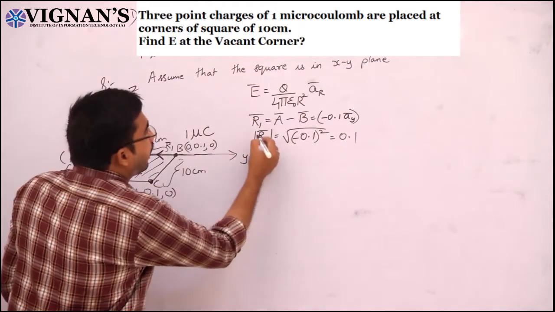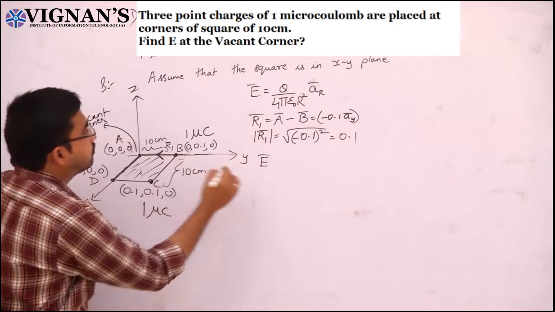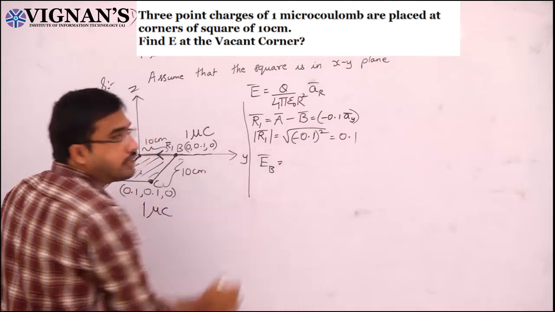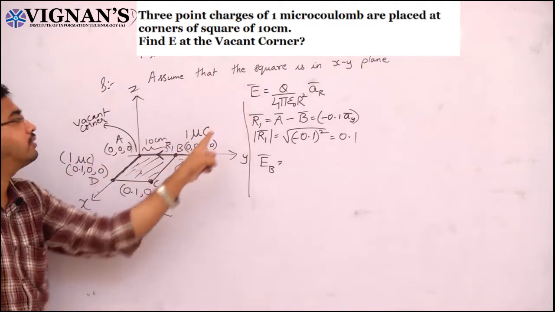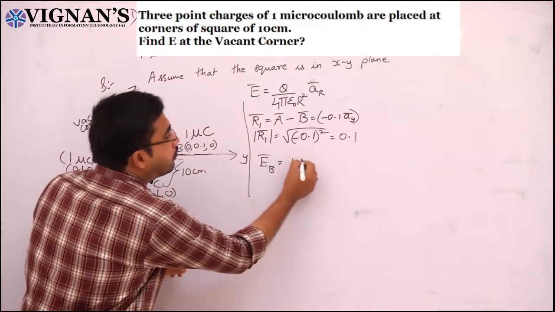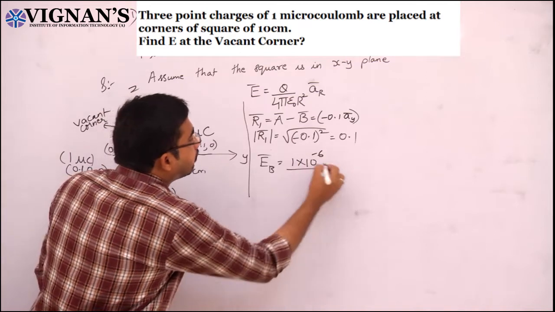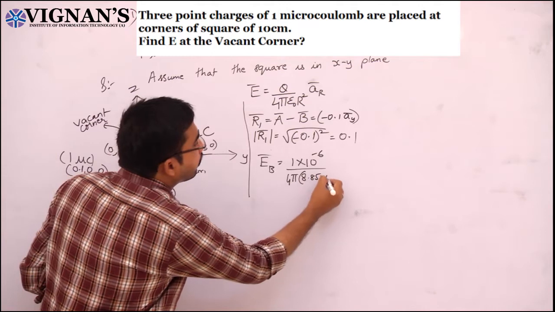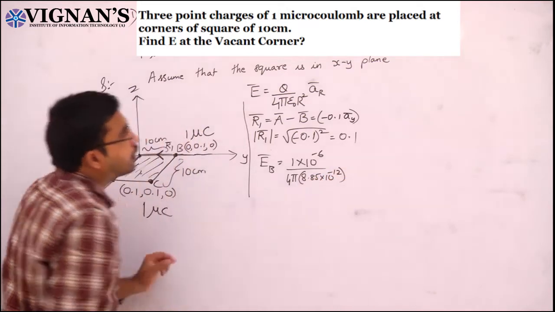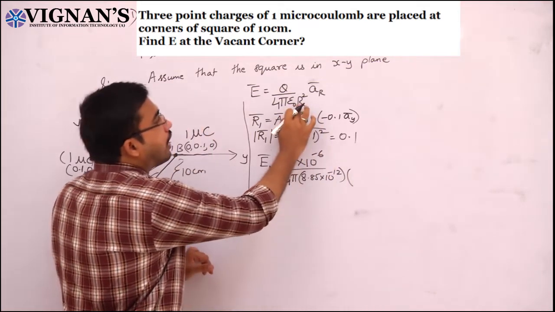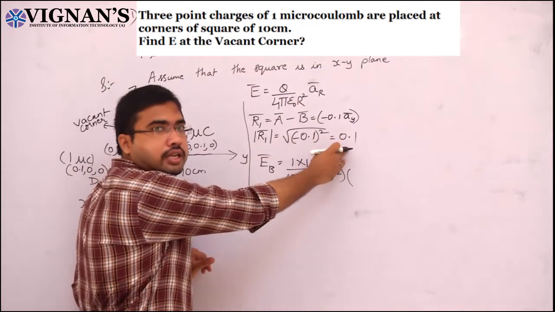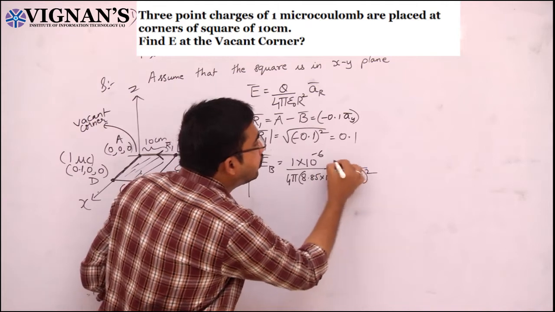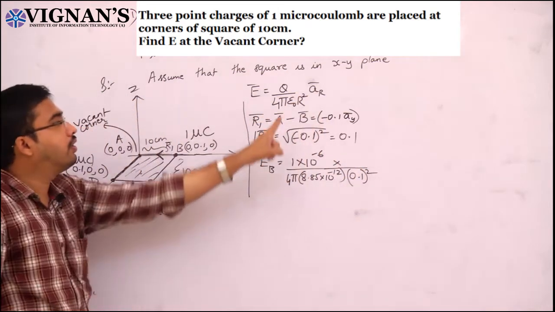Now find the electric field intensity due to B. Electric field intensity due to B is, what is the charge value? Q value is 1 microcoulomb, 1 into 10 power minus 6 by 4 pi epsilon naught, 8.85 into 10 power minus 12, into, what is R? R value here, the magnitude of the distance is 0.1. So 0.1 square into, what is the unit vector that we got here?